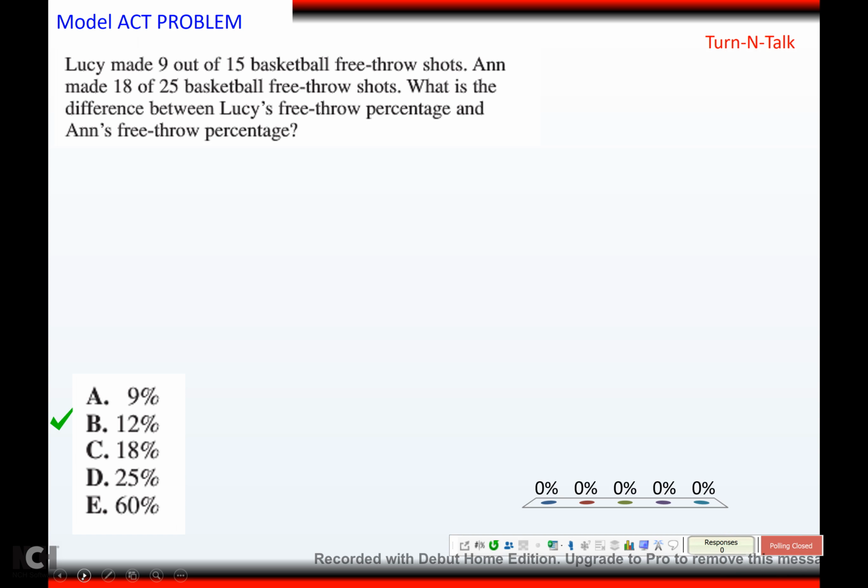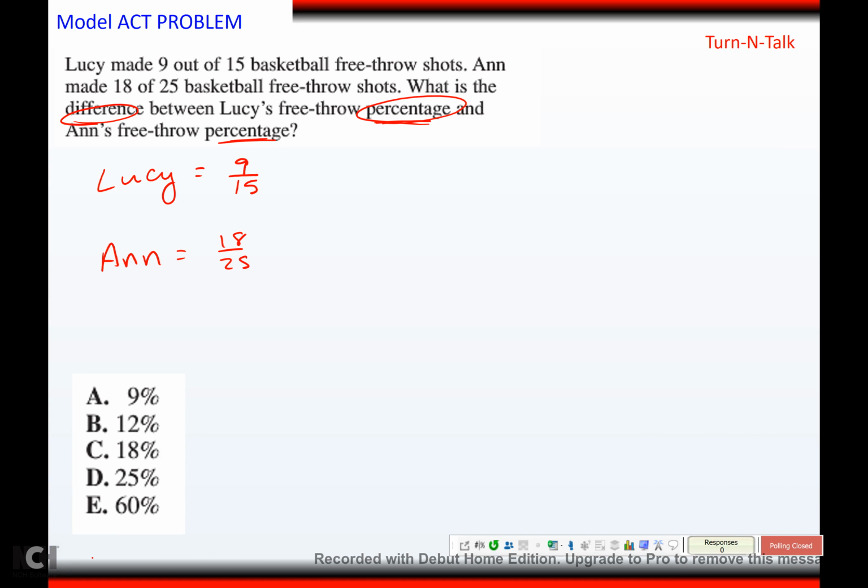It said Lucy made 9 out of 15 free throw shots. Anne made 18 out of 25 free throw shots. What is the difference between Lucy's free throw percentage and Anne's free throw percentage? So first of all, I've got Lucy, who made 9 out of 15, and Anne, who made 18 out of 25. Well, they don't want me to compare fractions, they want me to compare percentages. So I'm going to turn those fractions into percents.